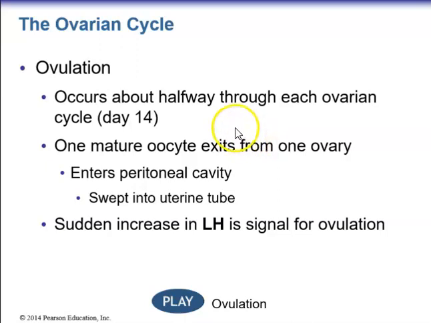So ovulation occurs about halfway through each ovarian cycle, usually about day 14. One mature oocyte will exit from one ovary and enter the peritoneal cavity, and the fimbria, those finger-like structures from the infundibulum end of the fallopian tube, will sweep that one mature oocyte into the fallopian tube. Before this occurs, there will be a sudden increase in luteinizing hormone, which is a signal for ovulation.